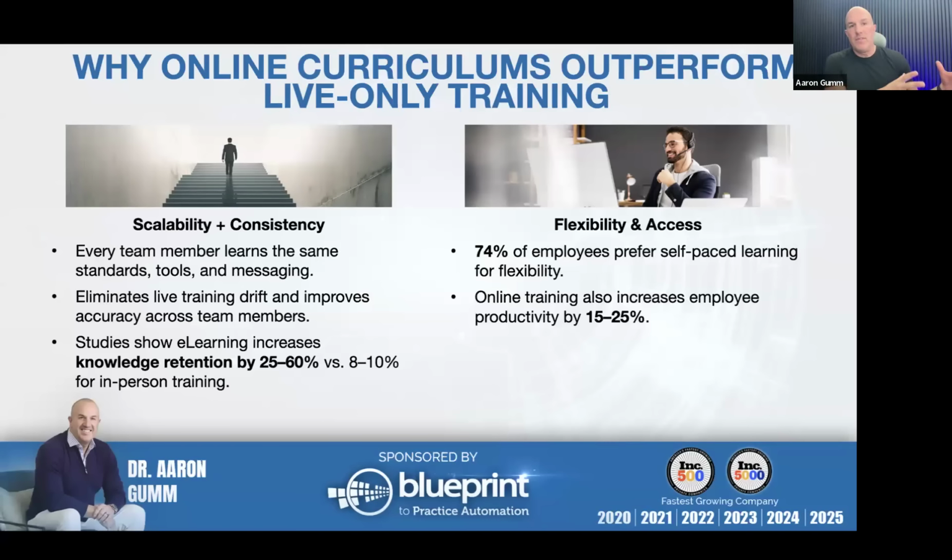That's why we have been doing it for a decade at Blueprint. We have built the model off of the data. I didn't make this stuff up, guys. I did it off the data and the trends of where healthcare was going. 74% of employees prefer self-paced learning for flexibility. Your staff could train at home on the weekends. If they need more training on day one, day two, or the neuropathy niche or weight loss, they can actually do it on their own time. Online training also increases employee productivity by 15 to 25%.